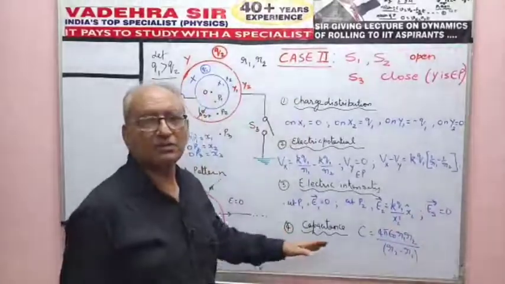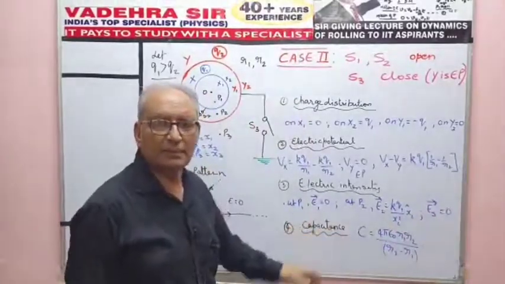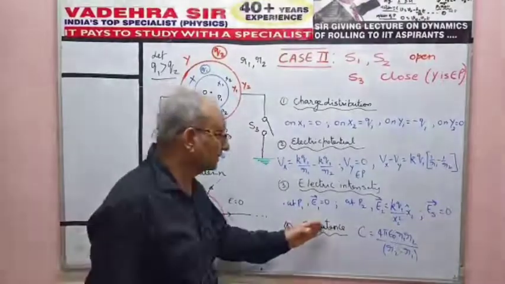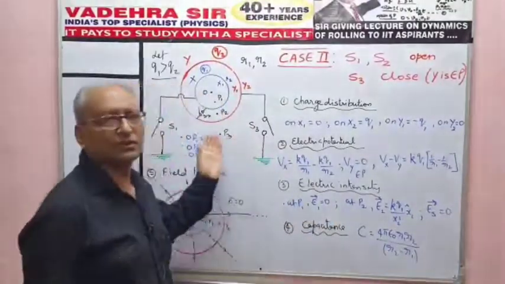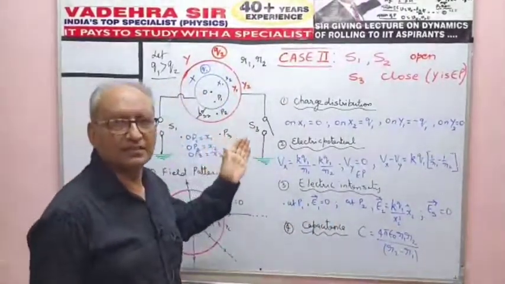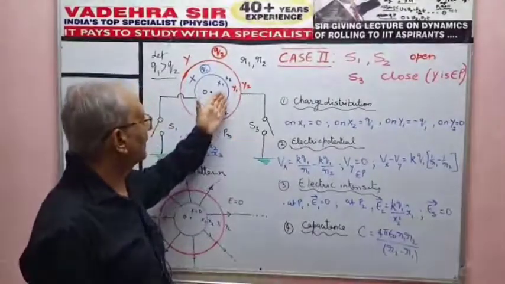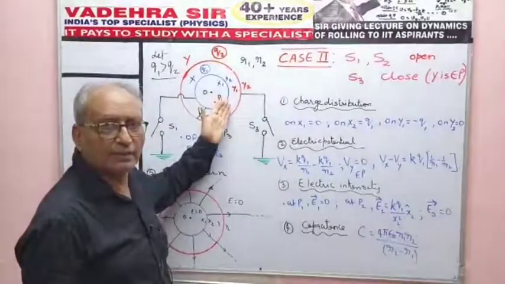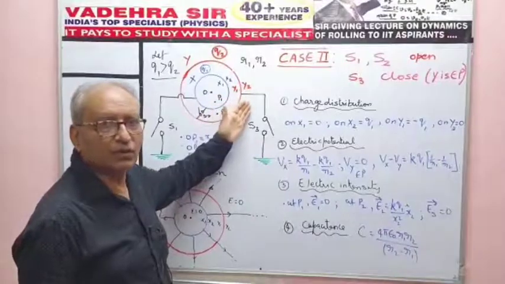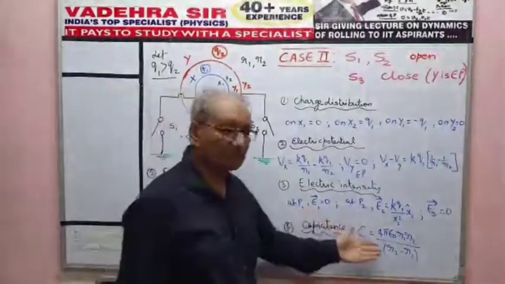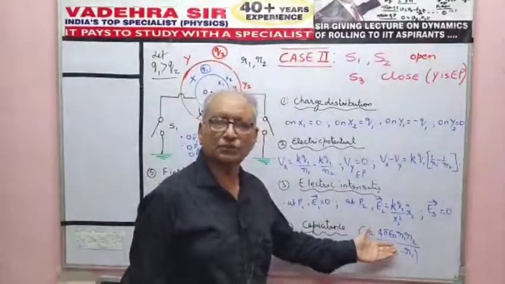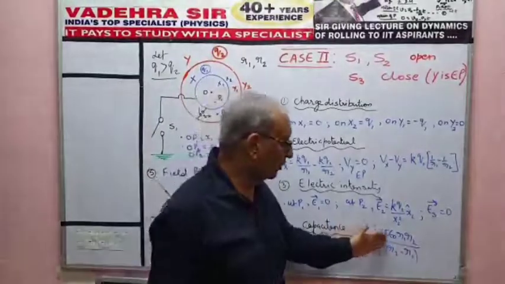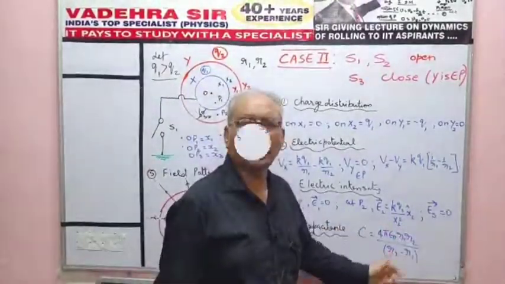Now let's talk about the capacitance, the fourth item. Here the capacitance will only be that of the concentric charged spheres, that is this one, x, having q1 and y having minus q1 on its inner face. So the capacitance is just like what you learned at school level, in the board level, 4 pi epsilon naught r1 r2 upon r2 minus r1.